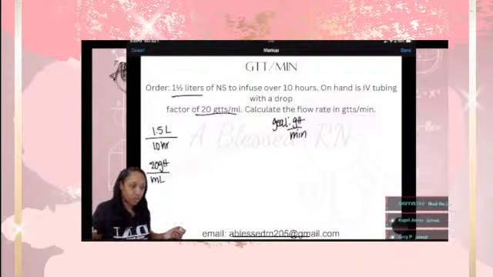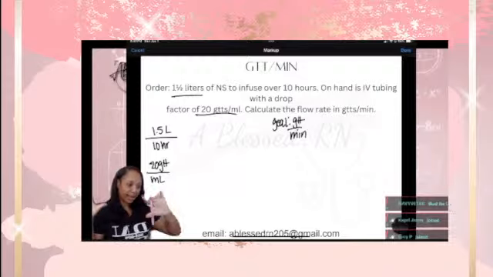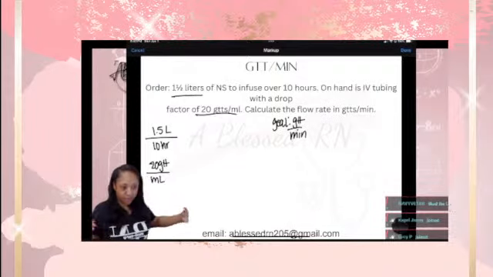So you can do one of two things. You can solve it by converting your 1.5 liters to milliliters, or you can just write out your conversions and let the math do the mathing.